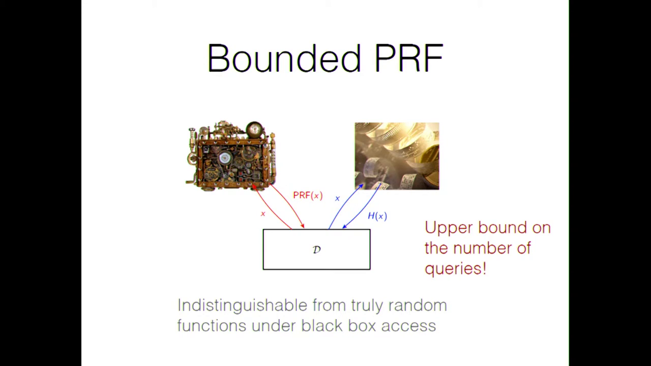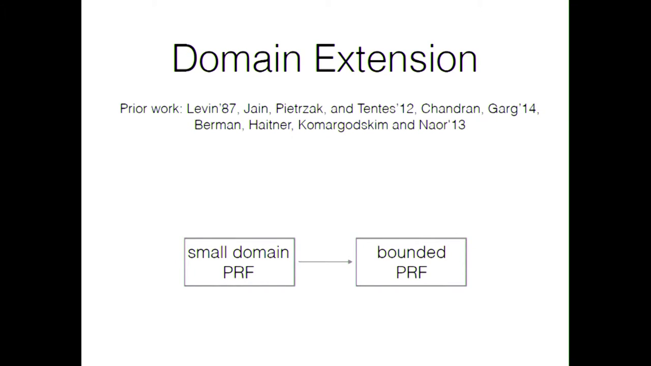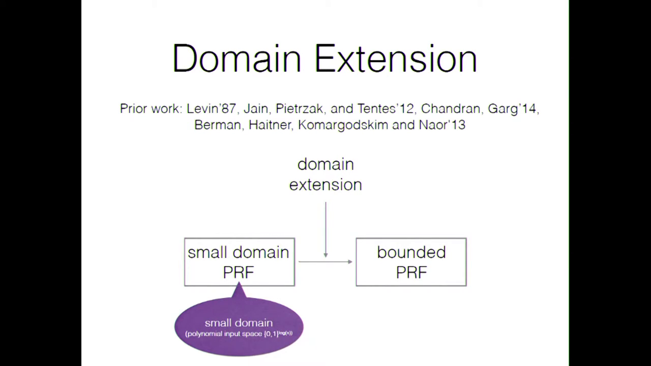Another property that we require from the bounded PRF is that it can be computed very efficiently, namely logarithmic in the number of queries. So how can we go from a PRF that only has a small domain to one that has a large domain? And here there is also several previous work that I just want to show you briefly. So our starting point is the small domain PRF, and our goal is to get a bounded PRF via domain extension. To be more concrete, the small domain could be anything that has a polynomial input space, and we want to have a PRF with a large input space, but where the number of queries is a priori known.